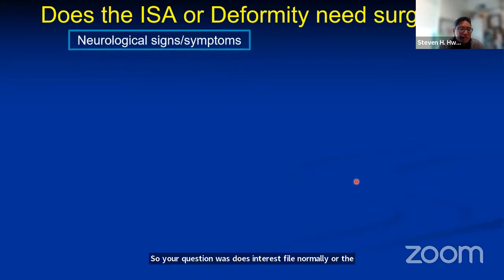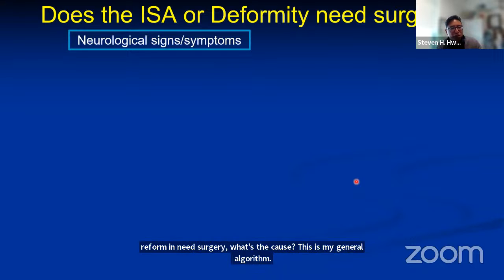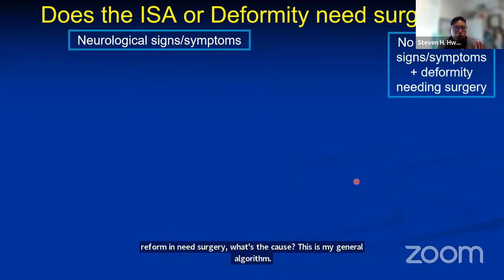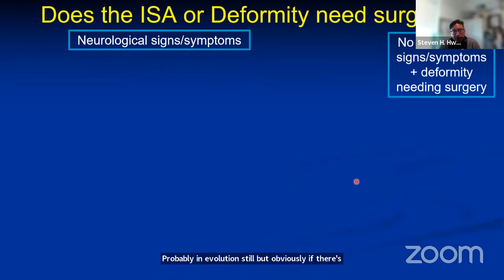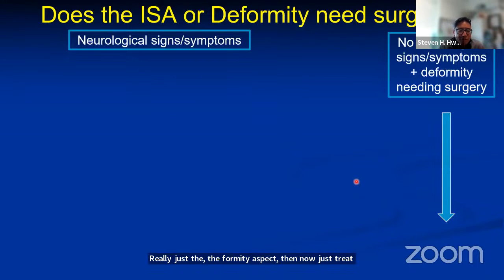What's the cause? And so this is my general algorithm, and it's probably still evolving. But obviously, if there are no neurologic symptoms, no clinically tethered cord, really just the deformity aspect, then I would just treat the deformity. Whether you need to treat it with a shortening osteotomy or not probably depends on how stiff the curve is, how big it is. Just focus primarily on controlling the deformity.